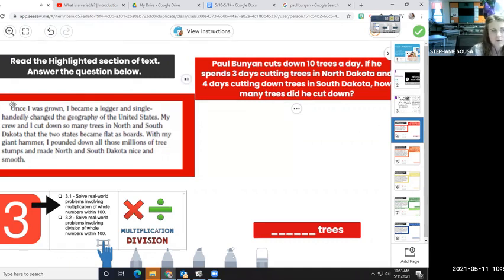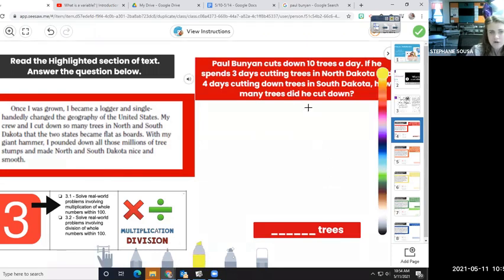All right. So remember Paul Bunyan, once I was grown, I became a logger and single-handedly changed the geography of the United States. My crew and I cut down so many trees in North and South Dakota that the 2 states became flat as boards. With my giant hammer, I pounded down all those millions of tree stumps and made North Dakota and South Dakota nice and smooth.